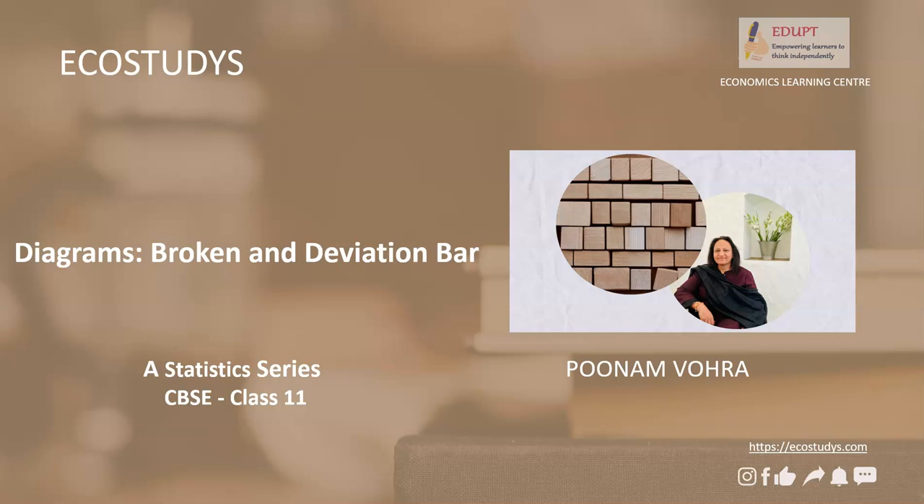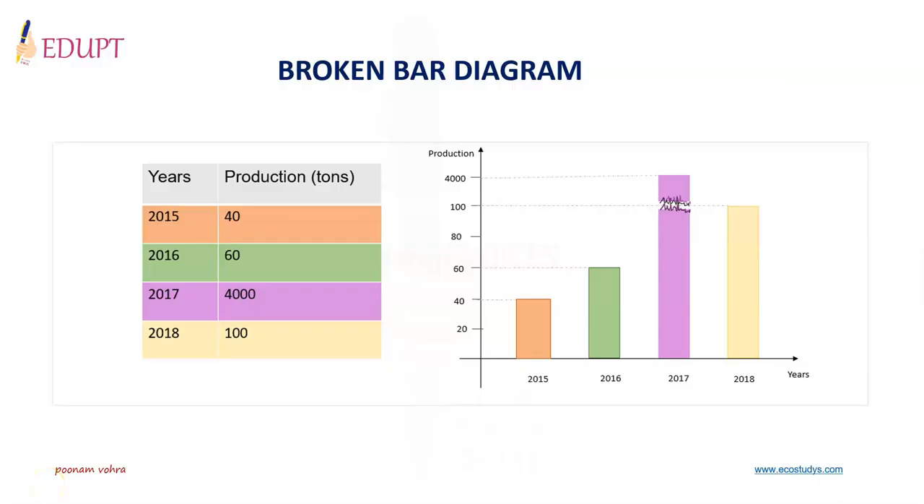Hello everyone. After having understood the construction of subdivided and percentage bar diagram, now we move on to the construction of broken and deviation bar diagrams. Broken bar diagram. This diagram is used when value of some variables is too high or too low as compared to other values in the data set.